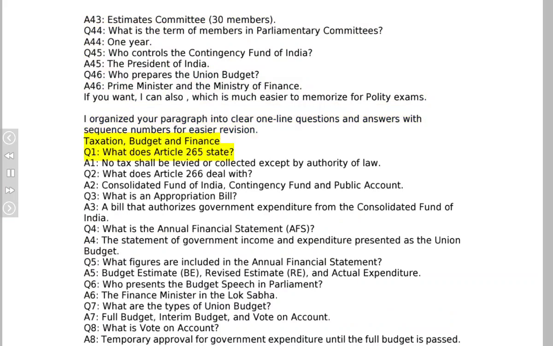Taxation, budget and finance. Q1. What does Article 265 state? A1. No tax shall be levied or collected except by authority of law. Q2. What does Article 266 deal with? A2. Consolidated fund of India, contingency fund and public account.